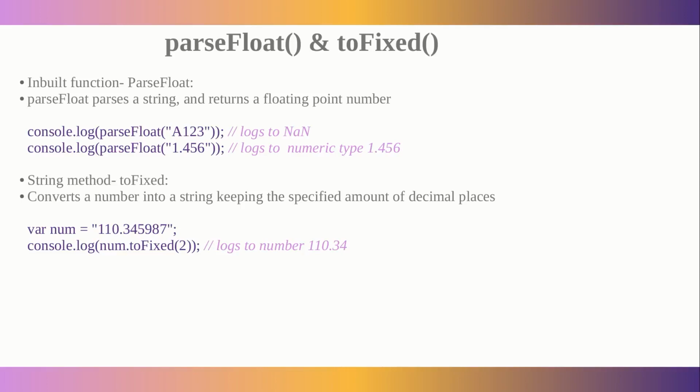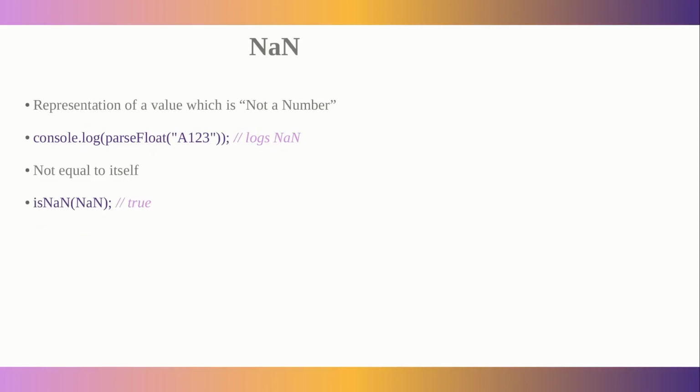Moving on, let's talk about the toFixed method. This will take a number as an argument, which represents the number of decimal places to include in a number. It will return a string representation of the number object after the number of decimal places has been fixed. For example, var num is equal to the number 110.345, etc. Applying the toFixed method on num by taking two decimal places as the argument will return 110.34.